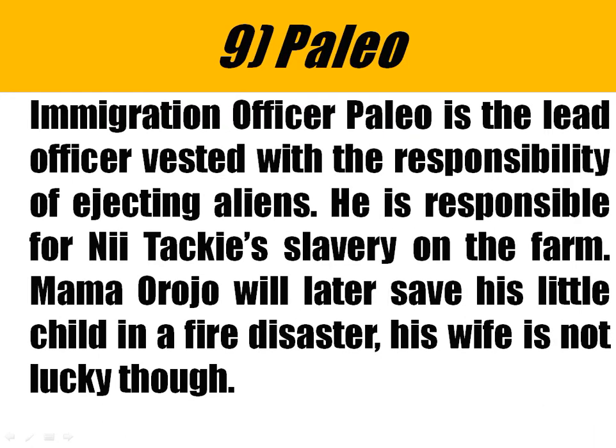Then another major character in the novel is Palio. Palio is a ruthless immigration officer. He is in charge of other immigration recruits whose job is to put aliens in check. He arrested Ni and Neron and takes them to Ilere to work on his farm. His wife died in a fire accident during a religious riot at Egba, Lagos, but his child was saved through Mama Orojo's heroic response. Mama Orojo was very proactive in the way he saved the child of Palio.